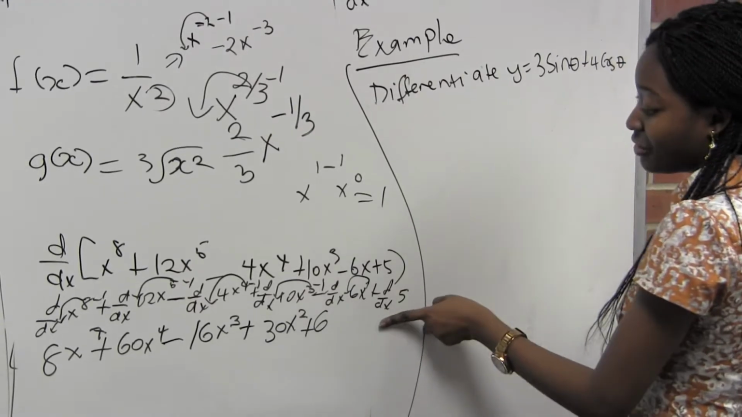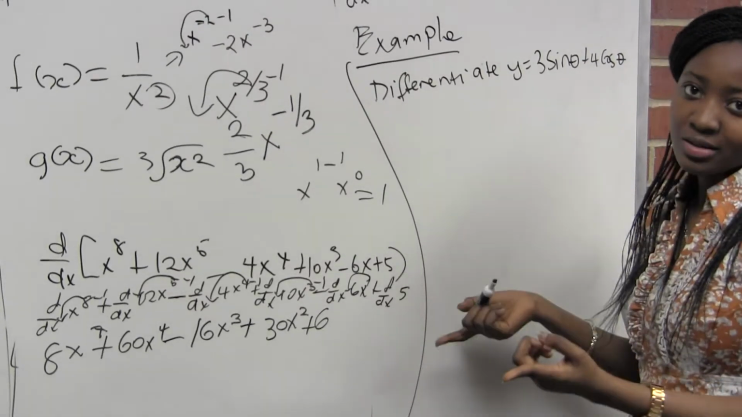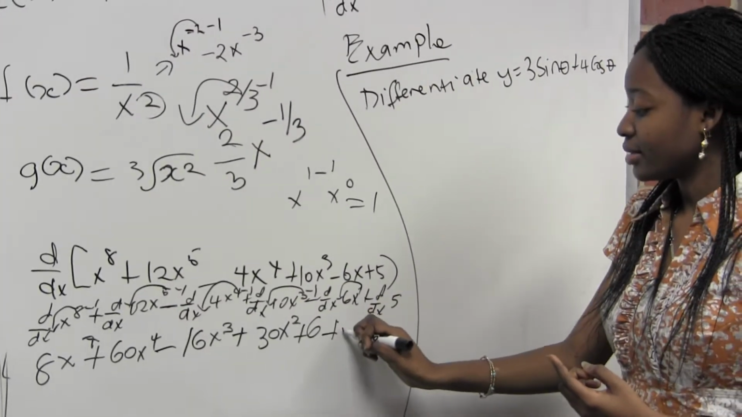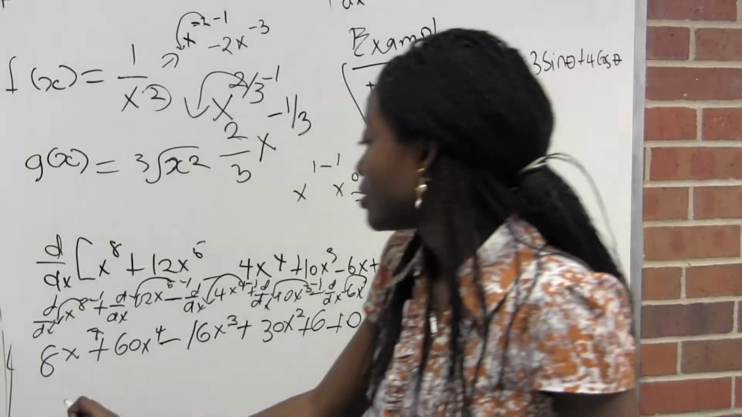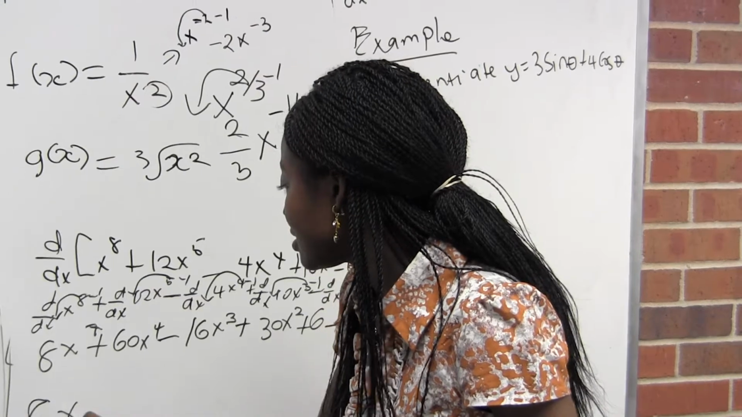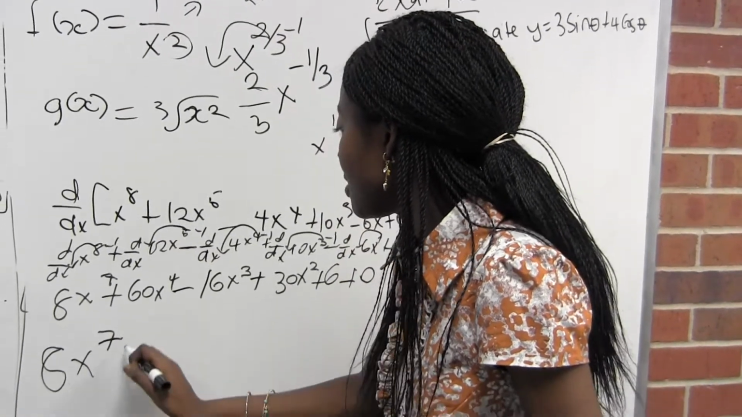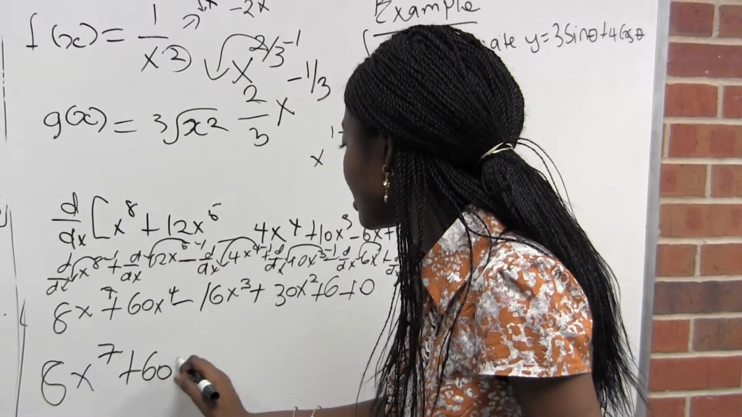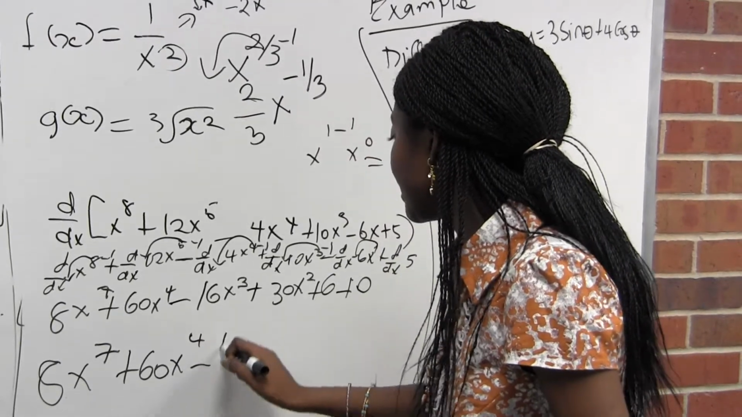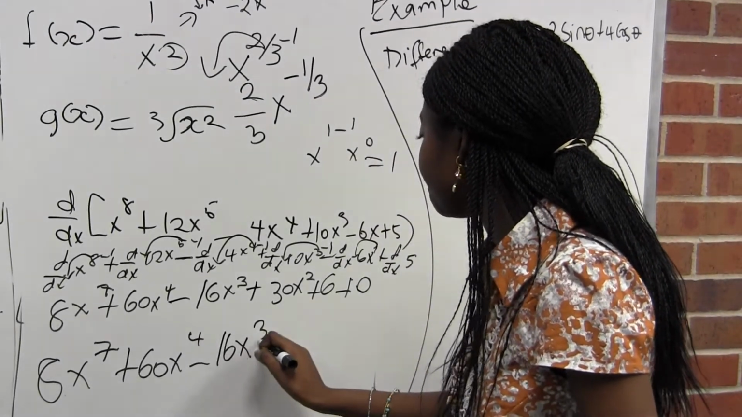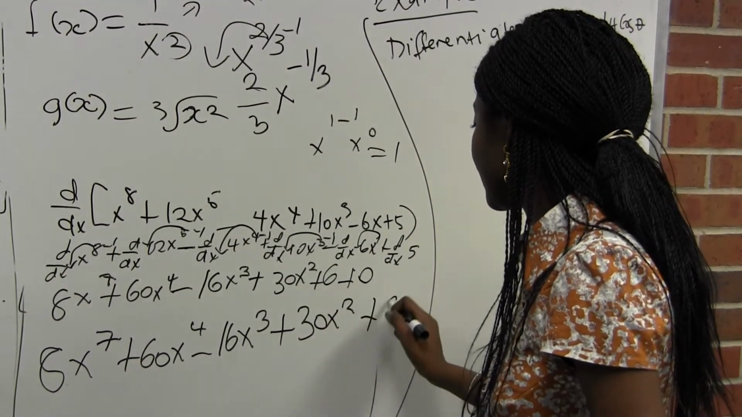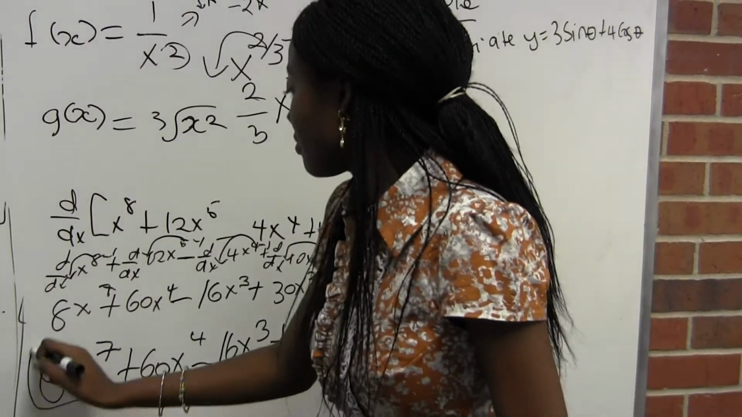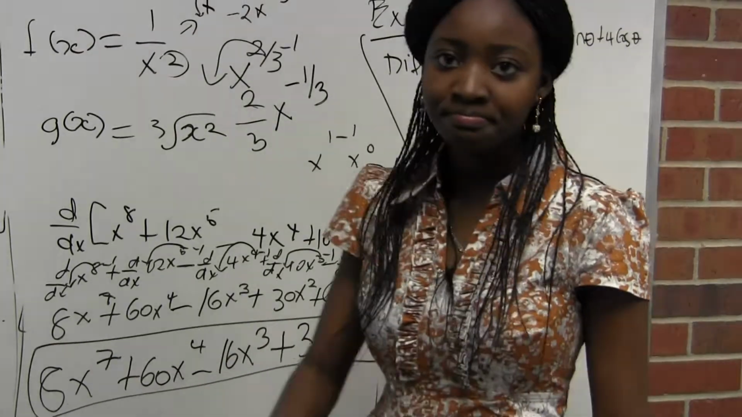And here I have the derivative of 5. 5 is a constant, right? And it's just going to be what? 0. That's it. So now I can rewrite this to look neater. So I have 8x to the power of 7 plus 60x to the power of 4 minus 16x cubed plus 30x squared plus 6. And this is my final answer.